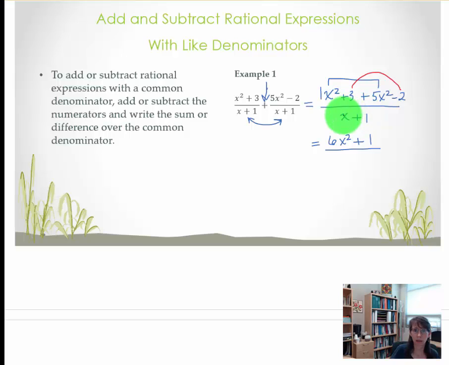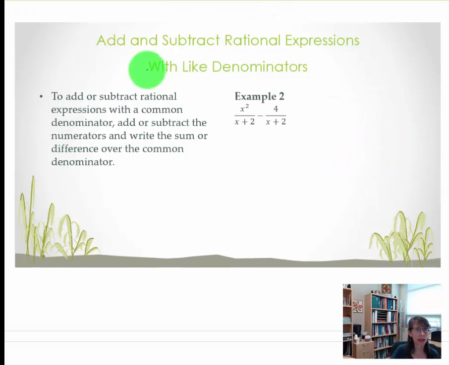In our denominator, we still have that quantity of x plus 1. That was our common denominator. And this is our final answer because 6x squared plus 1 doesn't have any factoring possible for us to reduce. So there's our answer. In example 2, again, to add or subtract, we're looking at our denominators. We have a common denominator already, so we know that whatever's going to happen in that numerator, our denominator will remain x plus 2. In this example, it is subtraction.